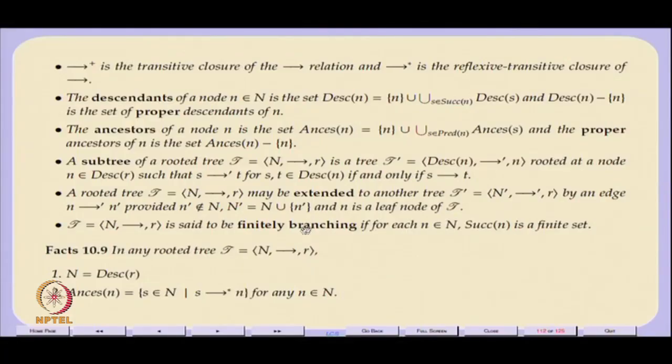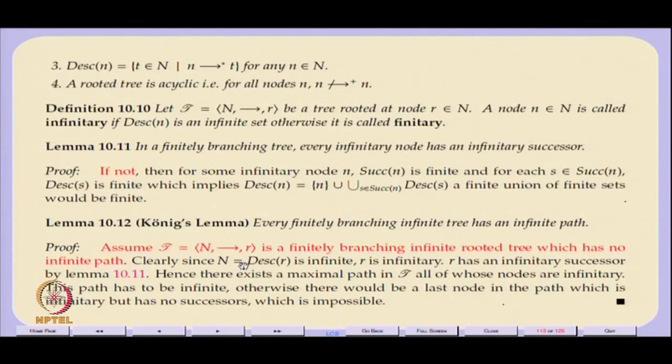So, these are some simple facts as a consequence of these definitions. For any tree rooted at R, the descendants of R are exactly the set of nodes N, and so on for ancestors. These are the usual things. And then a rooted tree is acyclic: for all nodes there is no path of length 1 or more from a node to itself. That is the acyclicity condition. The notion of self loops is something we eliminated right at the start, because we said that L of t is equal to L of s plus 1, and that is not possible unless you exclude self loops. A consequence of all that is also that trees have to be acyclic.